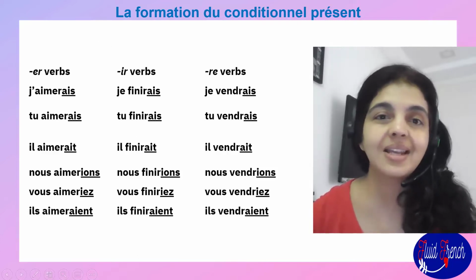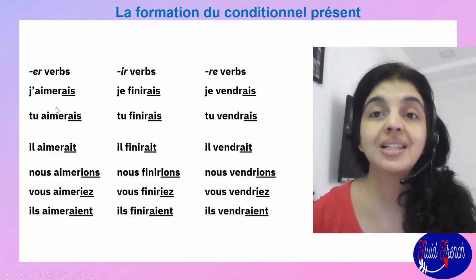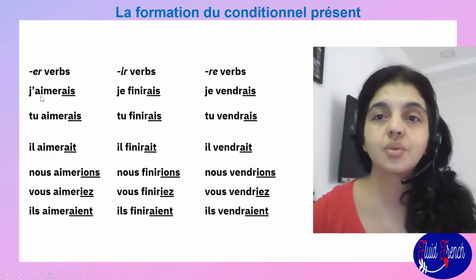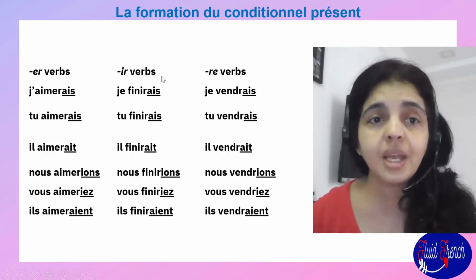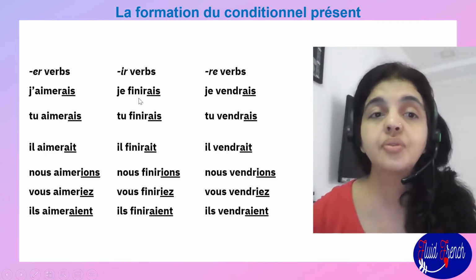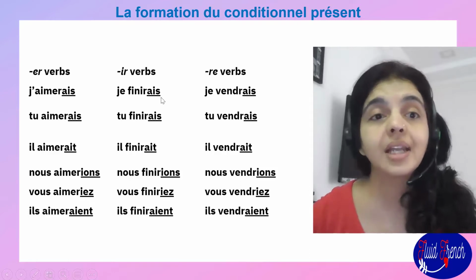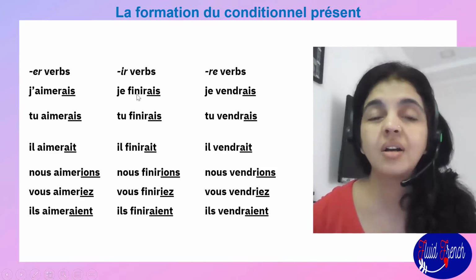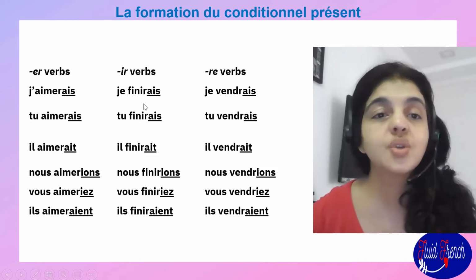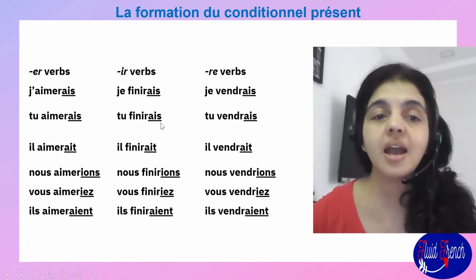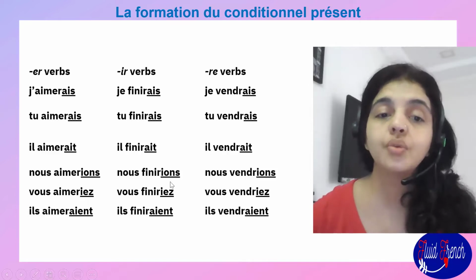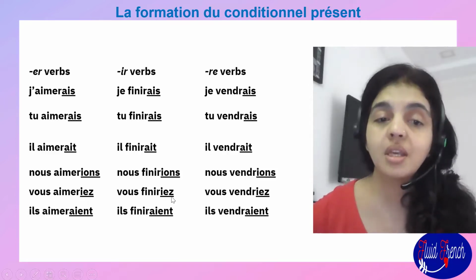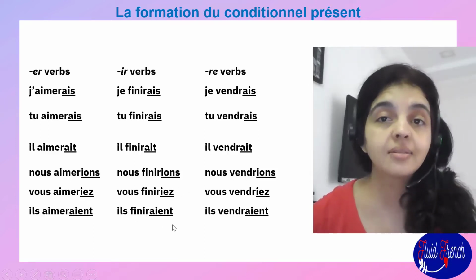All the sentences that we make with would. So it'll go something like this: I would like to, I would love to, you would love to, he would love to, and so on and so forth. IR ending verbs: je finirai. I didn't tell you the meaning, I'm assuming that you know it already. Finir is to finish. Je finirai, tu finirais, il finirait, nous finirions, vous finiriez, il finirait.